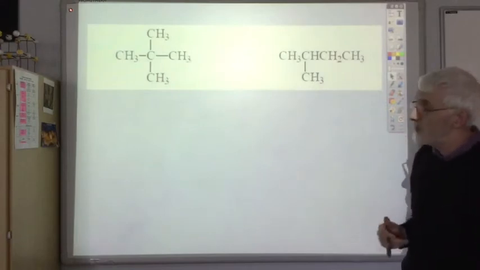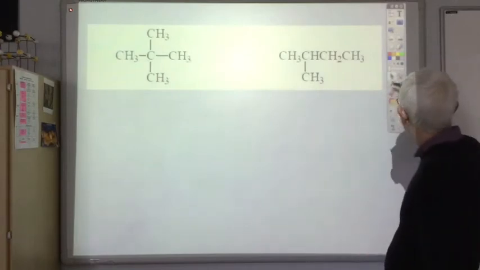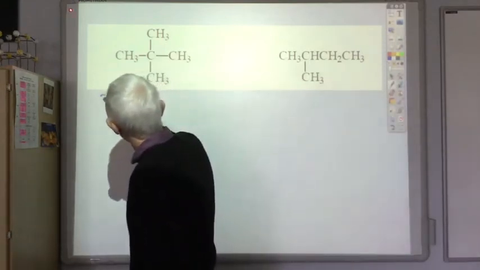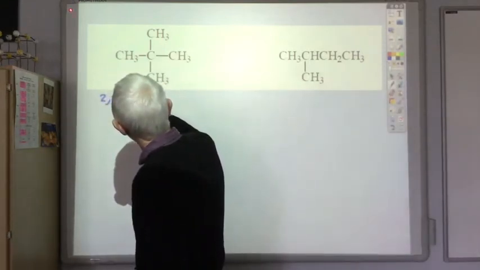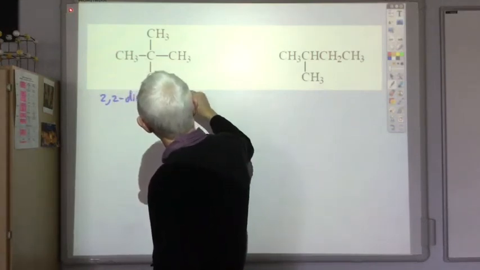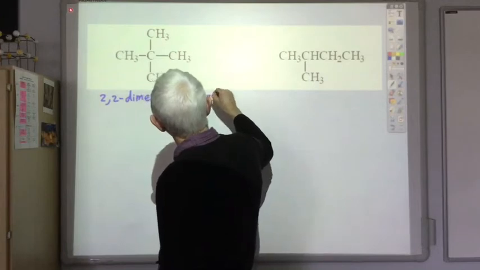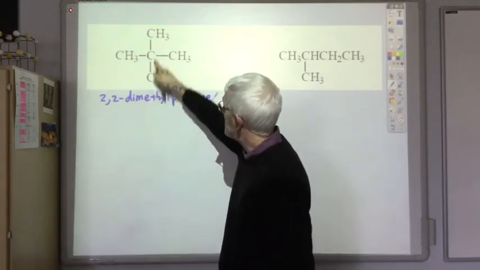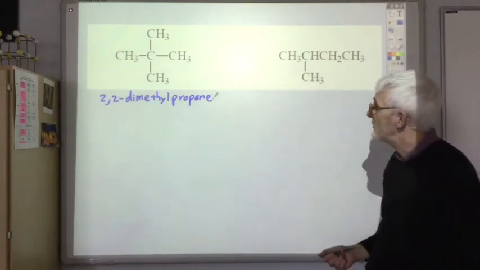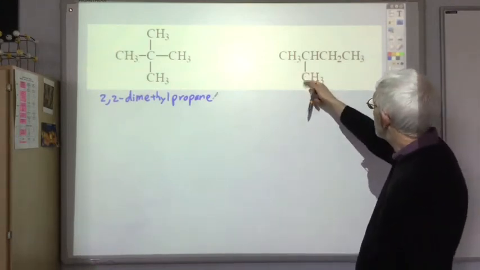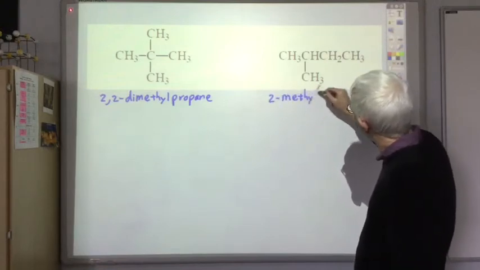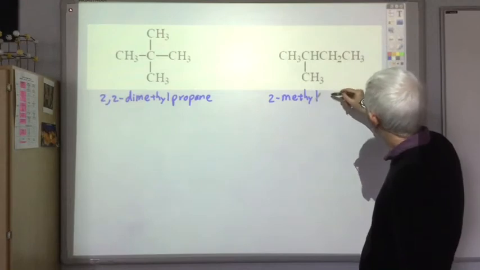So here's another 2 branched alkanes. The left hand one is 2,2-dimethylpropane. So even though both methyl branches are on the same carbon, you still have to specify both numbers, 2,2-dimethylpropane. Whereas this is 2-methylbutane.